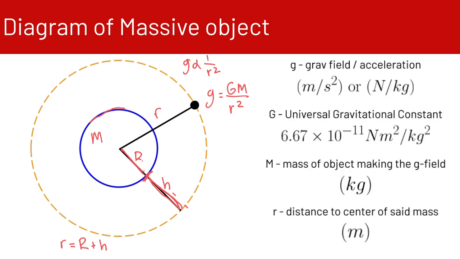Okay, so here's an explanation of some of our variables. We have g, the gravitational field. This is what we've been working with all year, or the gravitational acceleration. The units for this are meters per second squared, or newtons per kilogram also works. Big G, this is the universal gravitational constant. This is a value that's equal to 6.67 times 10 to the minus 11. This is newtons times meters squared per kilograms squared.